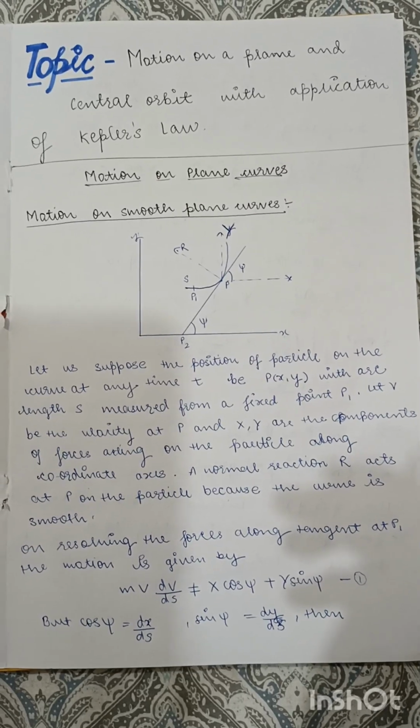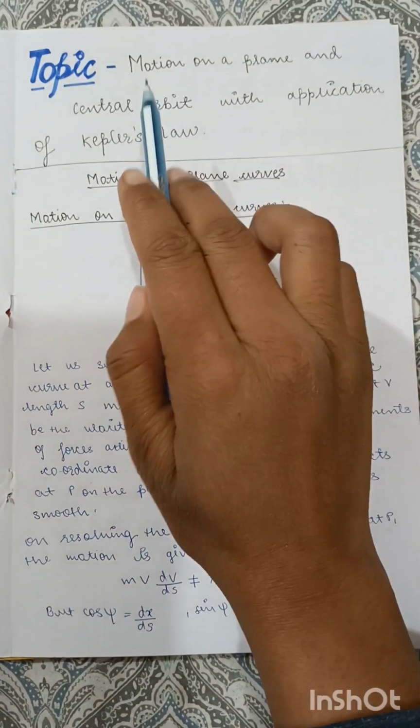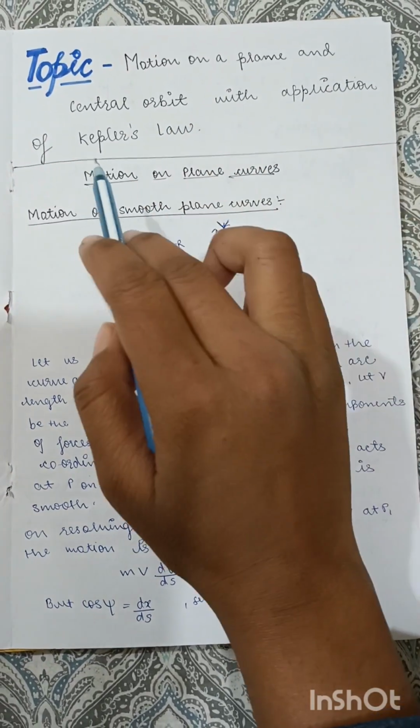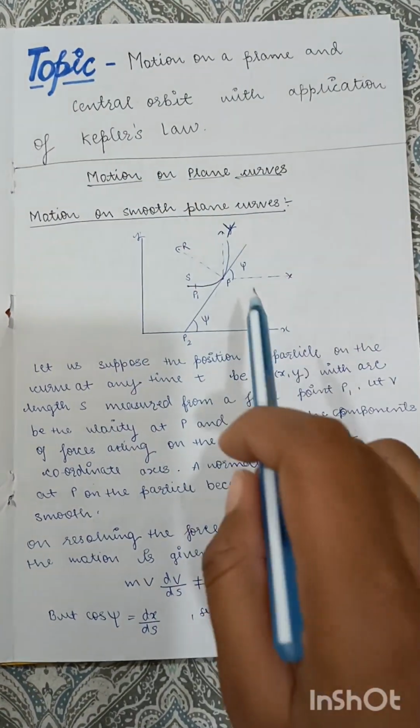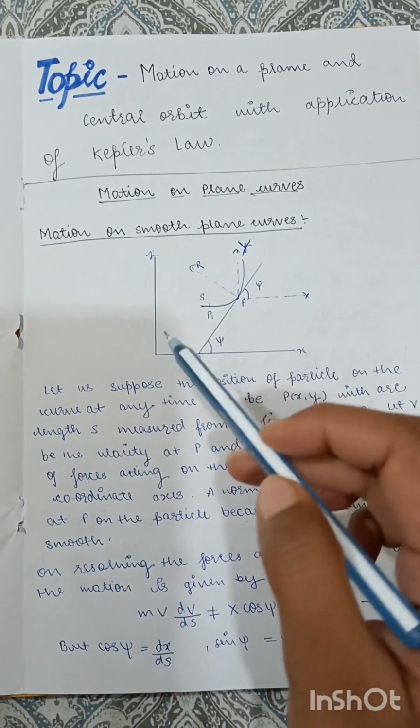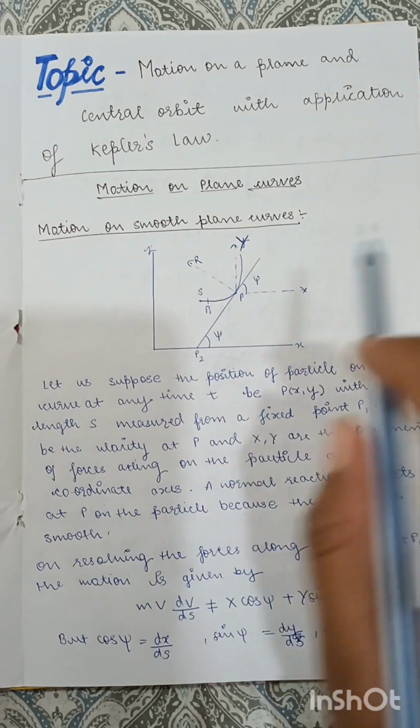Hello everyone, my name is Kushijan and my topic is motion on a plane and the central orbit with its application of Kepler's law. Motion on a plane curve. Motion on a smooth plane curve. We have a smooth plane curve.